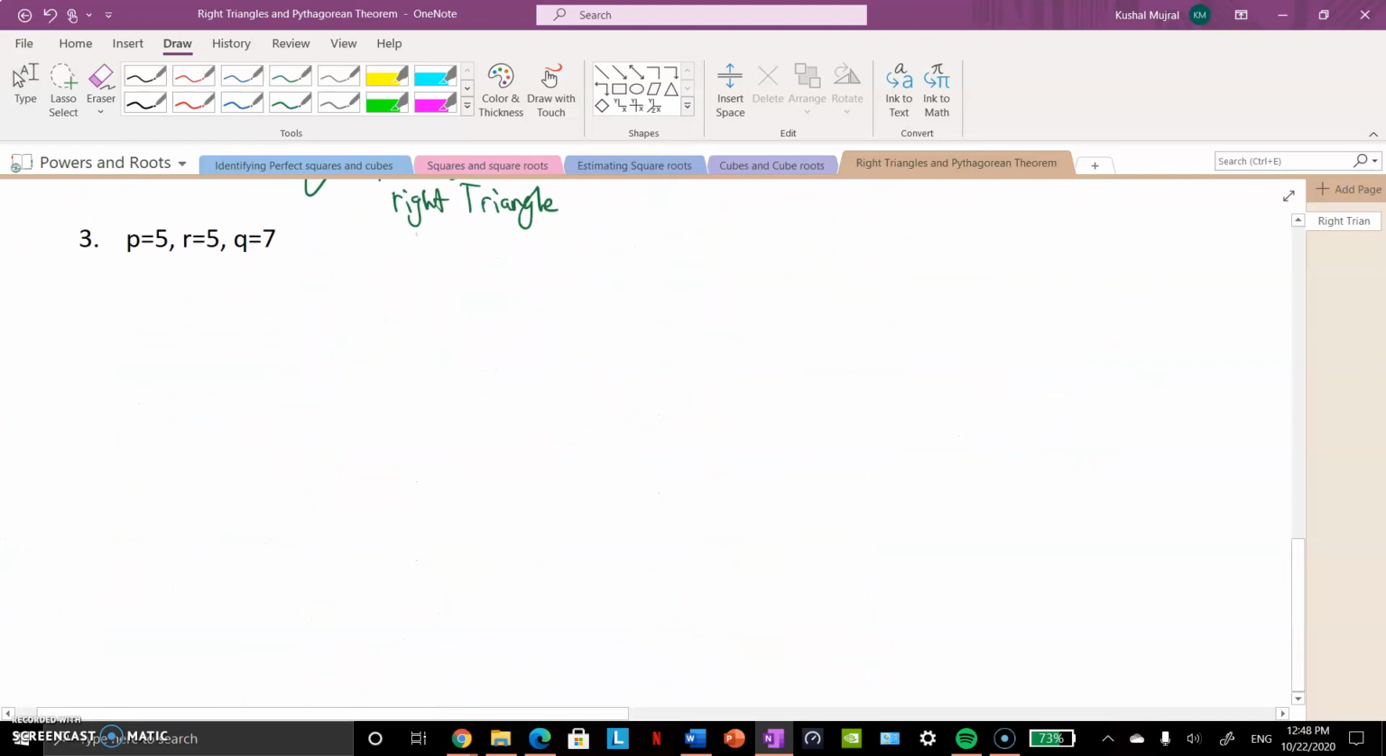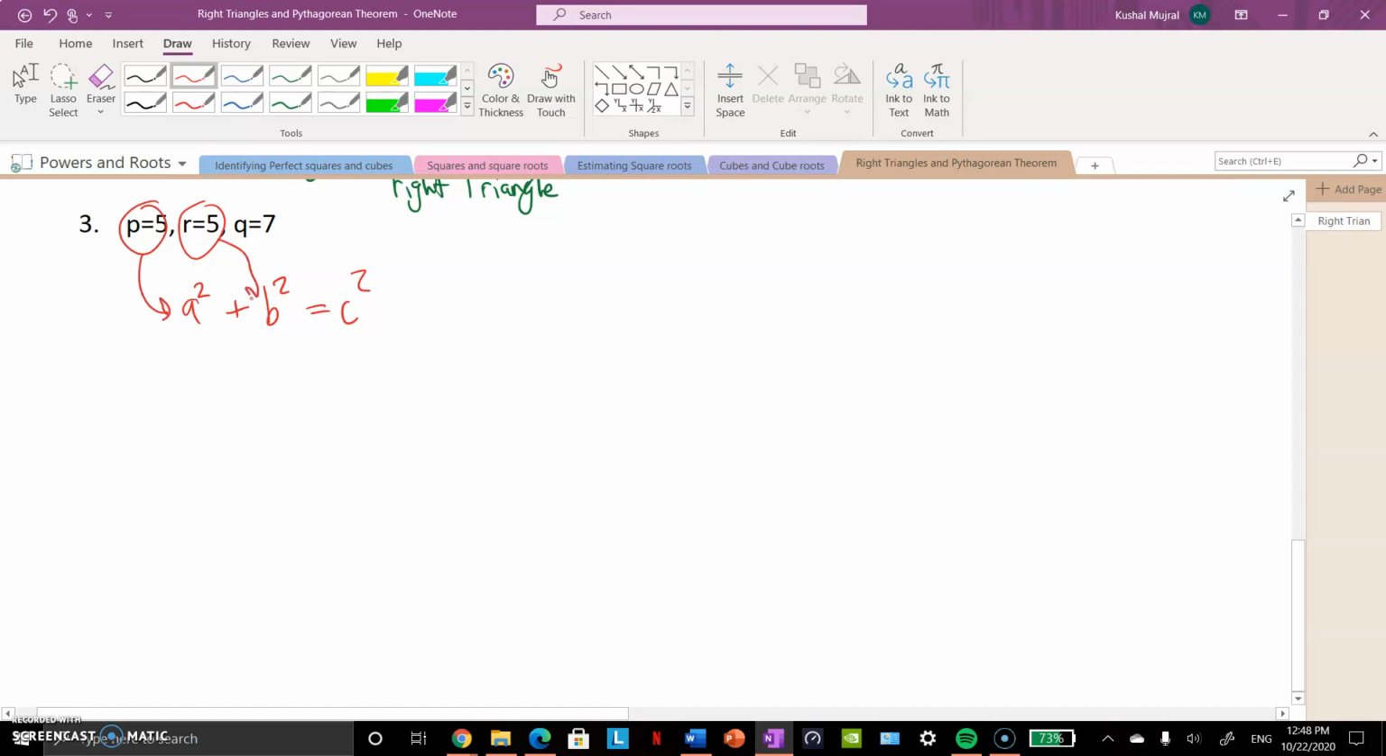Let's take a look at the last question. P equals 5, R equals 5, Q equals 7. Okay, so A squared plus B squared equals C squared. Let's take a look at the two smallest ones. That's going to be our A and our B. So P squared plus R squared equals, and what's left over, the Q will be over here, equals Q squared. P is 5, so that's 5 squared, plus R is also 5, so it's 5 squared, equals Q is 7, 7 squared. So 5 squared is 25, plus 25, and 7 squared is 49.